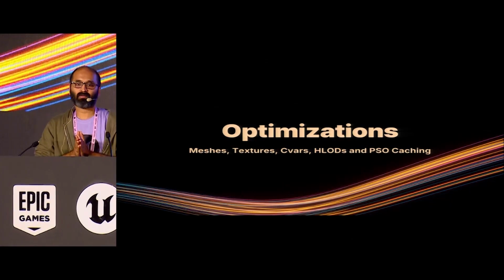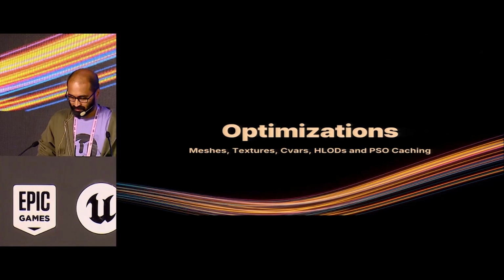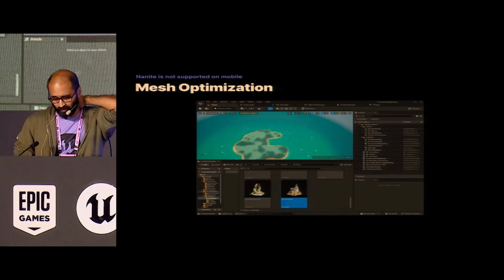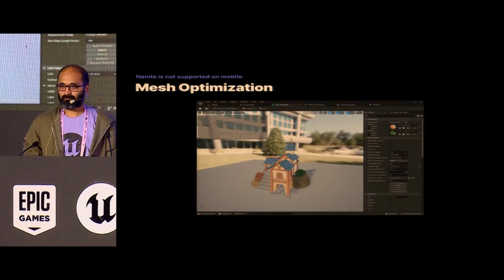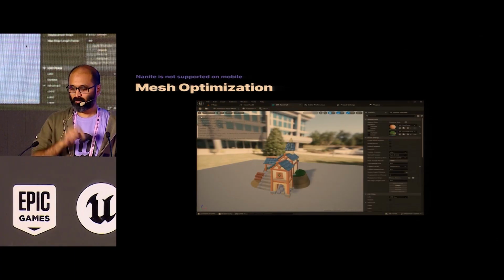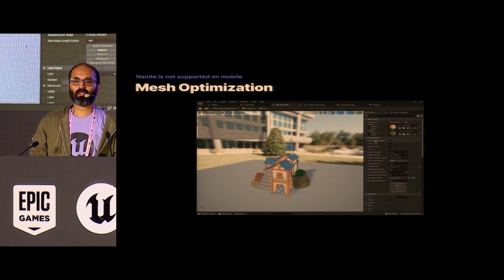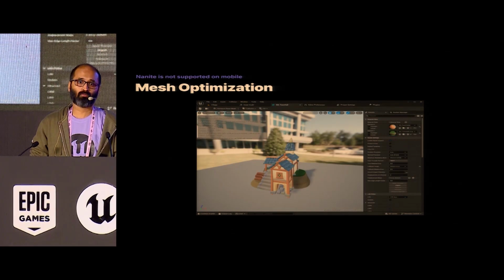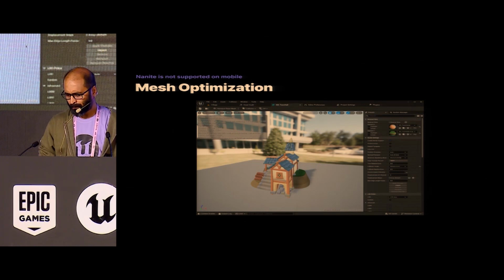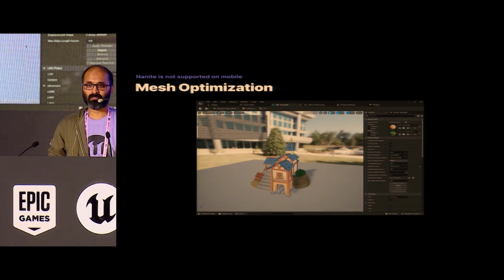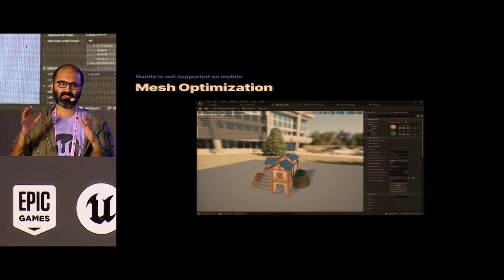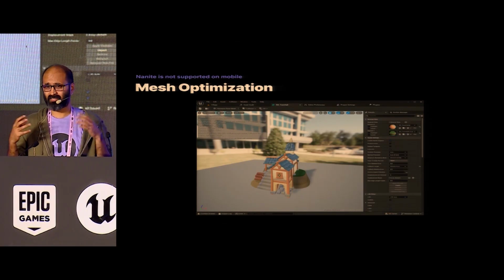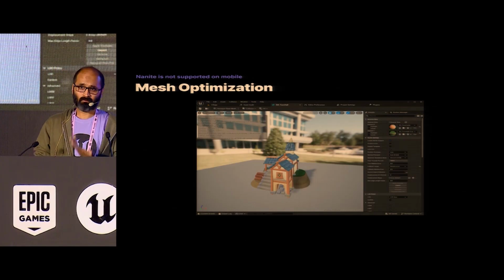Let's look at optimizations. Some typical optimizations that you would be looking at: meshes, textures, CVARs, HLODs, and PSO caching. So Nanite isn't supported on mobile today, right? But by default, if you have a Nanite asset, we'll just go back to the fallback mesh, which could be heavy. So we want to optimize the meshes, but you can't create smaller versions manually for every asset, especially if you have a big project. So we help you do that.